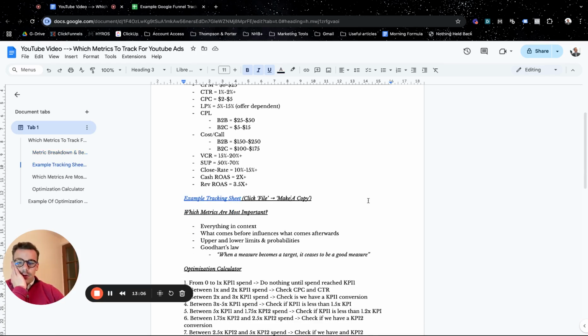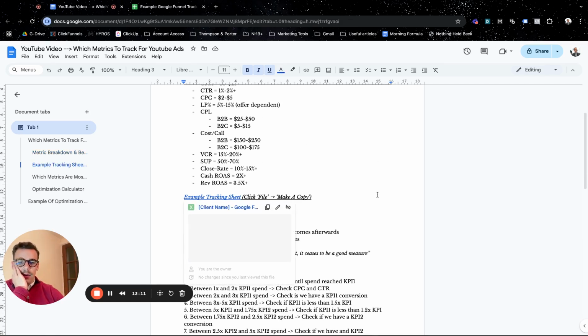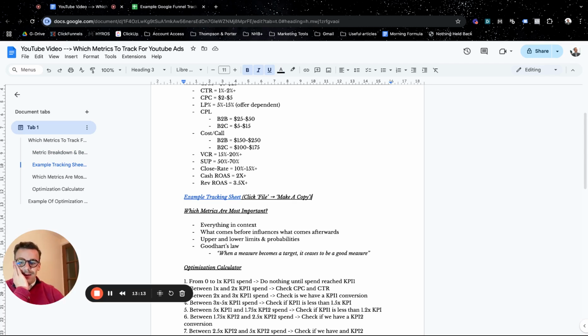Again, this is the example full tracking sheet for you to go into, make a copy of, and do it. You might just need to update the dates because we're getting to the end of 2024 now.